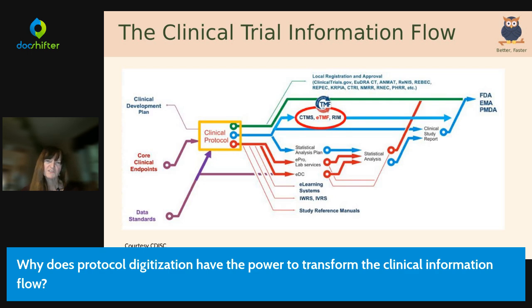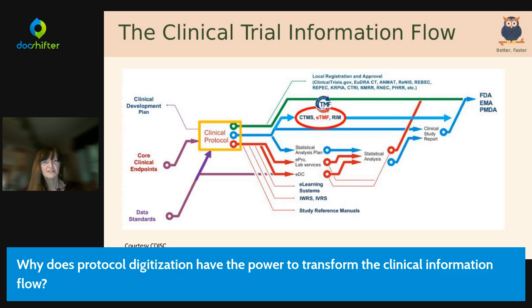Then we have systems like CTMS, which historically is not driven by standards. It's driven by the sponsors and CROs and what they need to manage a trial. So there was no reason to standardize it, and that means that whenever you do anything like a migration or an import of data, it's a very difficult effort, and this is also a source of a lot of handoffs.